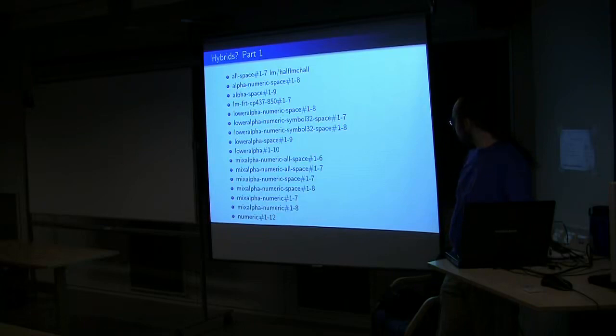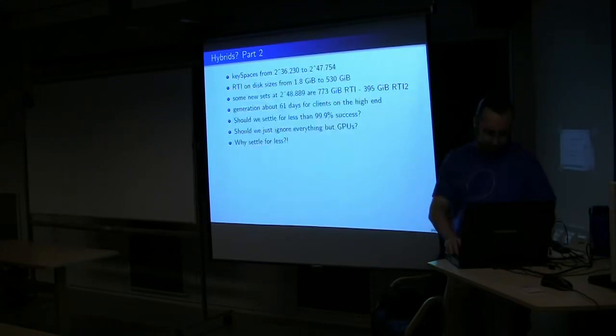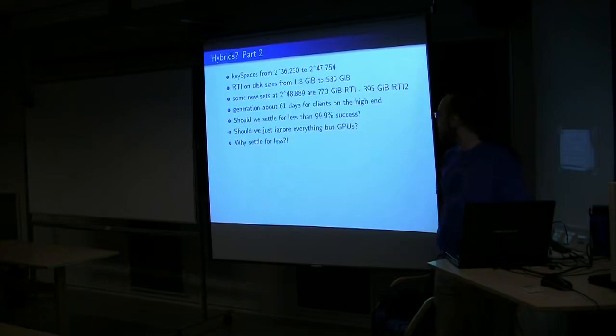And other than that, we've kind of run through a lot of the things as far as key space and size. Attack time is purely for doing a key space without any sort of intelligence. So it's time that we move on a bit. Those last sets have key spaces anywhere from 2 to the 36 to 2 to the 47 and some change, and the sizes on disk for all those sets range from 1.8 gig to 530 gig.